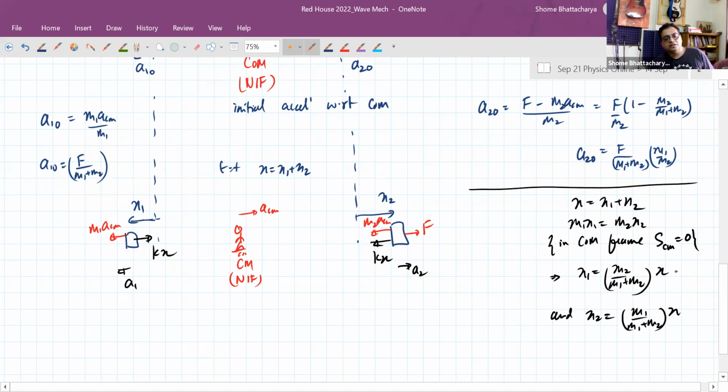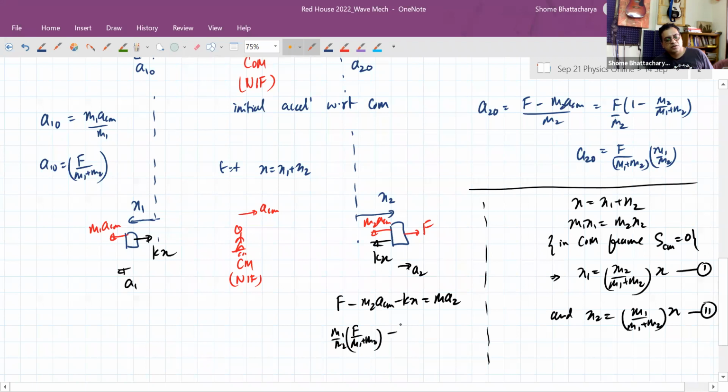So this is like a constraint relation set, this and this. So when we incorporate this in the FBD equation, you'll see we get the SHM equation. So for this block, we have F minus M2 ACM minus KX is equal to MA. So we'll have that kind of term, M1 by M2, minus KX is equal to minus M2 d2x2 by dt square. So I got this. Now I'll need to incorporate this over here so that I get the SHM equation.